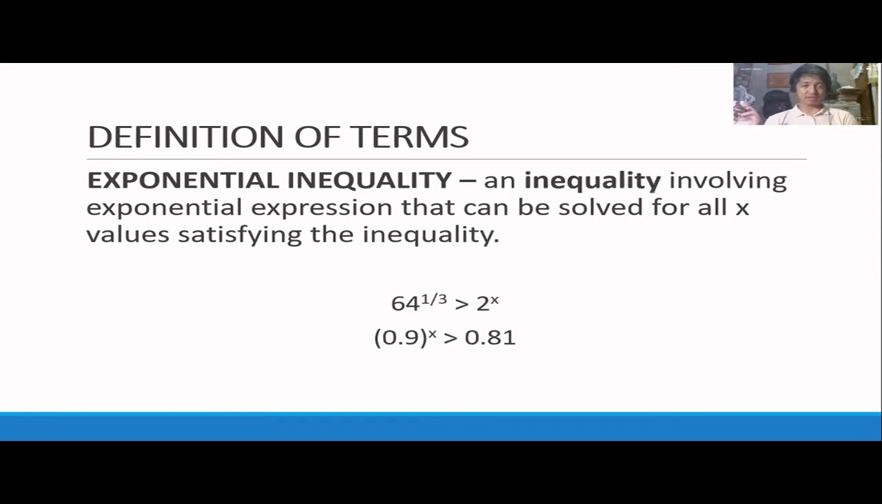And then we have exponential inequality. So it is an inequality involving exponential expression that can be solved for all x values satisfying the inequality. So here we have 64 raised to 1/3 is greater than 2 raised to x. And then we also have here 0.9 raised to x is greater than 0.81.